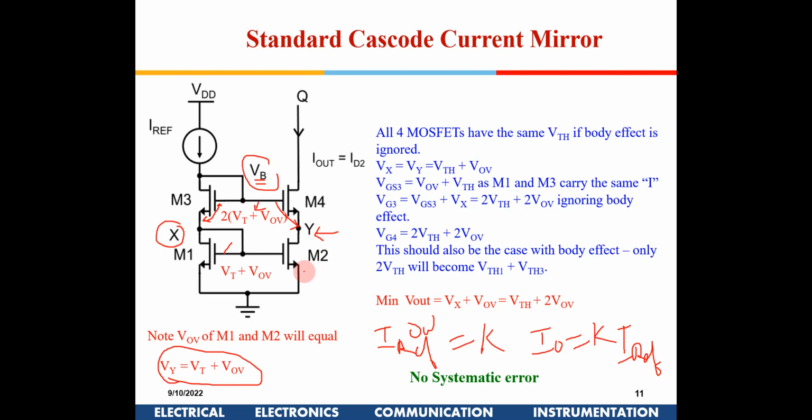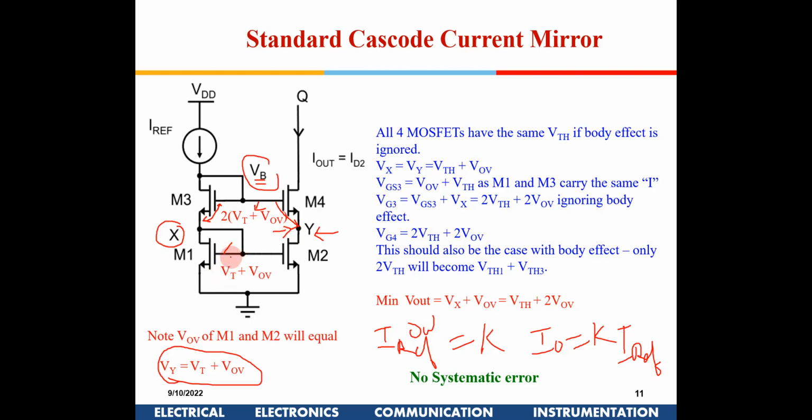Sir, earlier you said systematic error is because VDS is not in our control. Correct. So how are we controlling it? Here this VDS is in our control, right? Which VDS? The Y. How? Okay, I'm unable to understand.